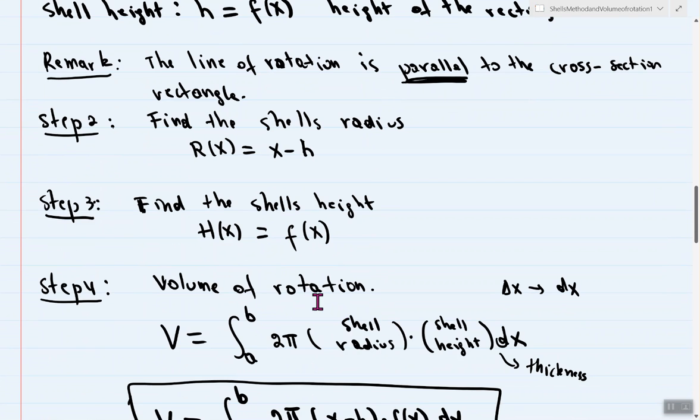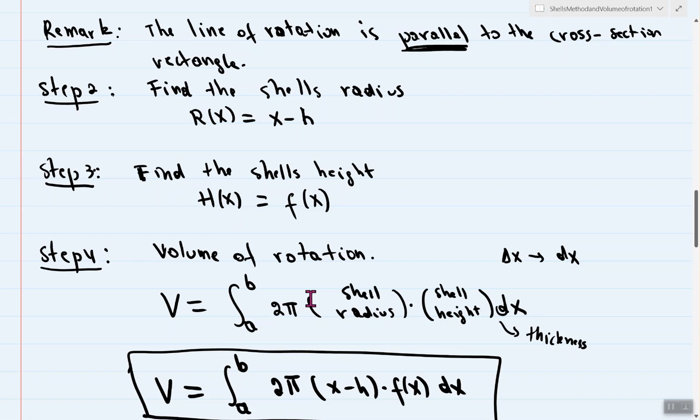Now to find the volume of rotation, we're going to use that concept of geometry. We take 2 pi times the shell radius times the shell's height, and then times the thickness. When you use the integral, you don't write delta x anymore. You change delta x to dx. So this dx represents the thickness.